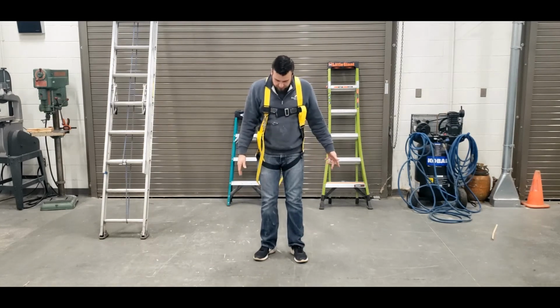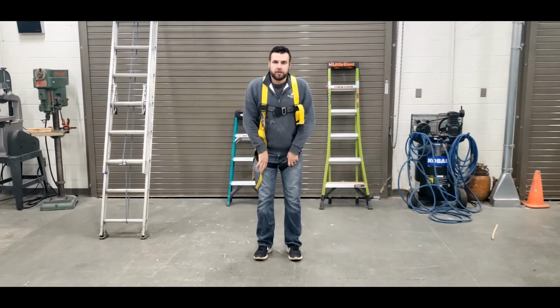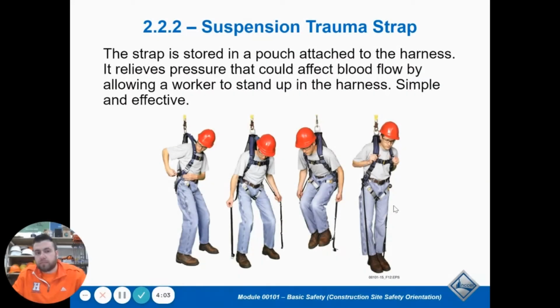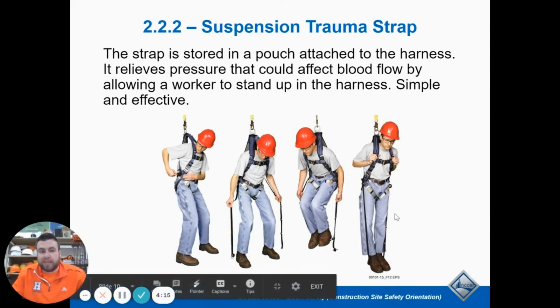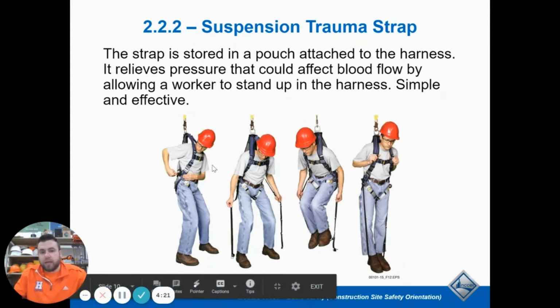So what those straps do is, I would hook my foot and then I can stand up and relieve the pressure off of these straps. Here, this is a suspension trauma strap. When I was talking about harnesses, you heard me say we have one of these. If your suit comes with one, use it. It's again to alleviate that pressure on your major artery here in your leg. You can see, you pop it out, you put your feet on it, and then you can stand up and relieve that pressure.